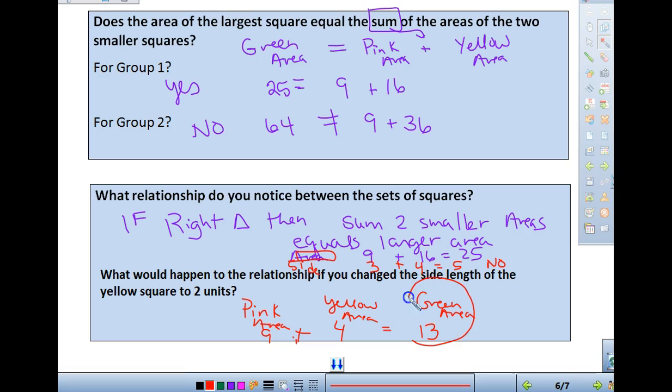And if the green area was 13, what would the side of that be? What did we do at the beginning? It would be the square root of 13, right? So you're going to have some that don't come out rational, right? You get irrational. If it's a perfect square, they're all rational, okay?